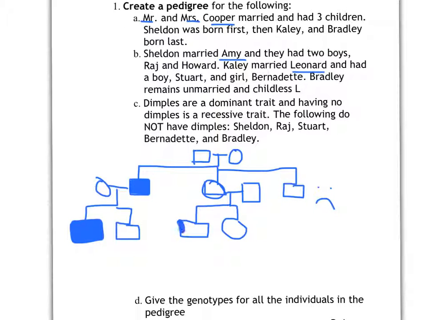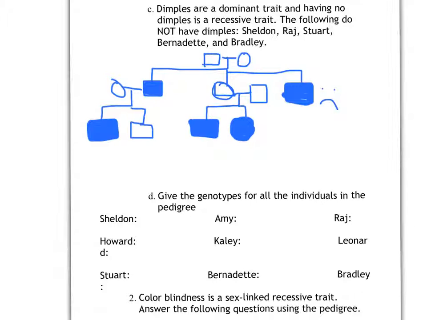Also, Stuart and Bernadette, Leonard and Kaylee's children, and then also Bradley. Sorry, Bradley Cooper, you just had a string of bad luck. So having no dimples is recessive, and I'm going to call the alleles D. So since it's recessive, you have to be homozygous. You have to have 2 of the alleles. You have to have 2 of the little d's.